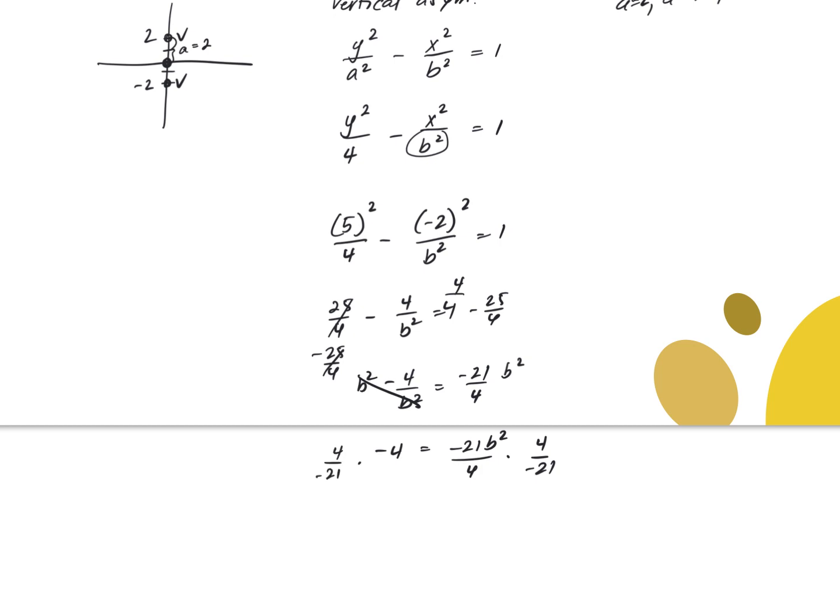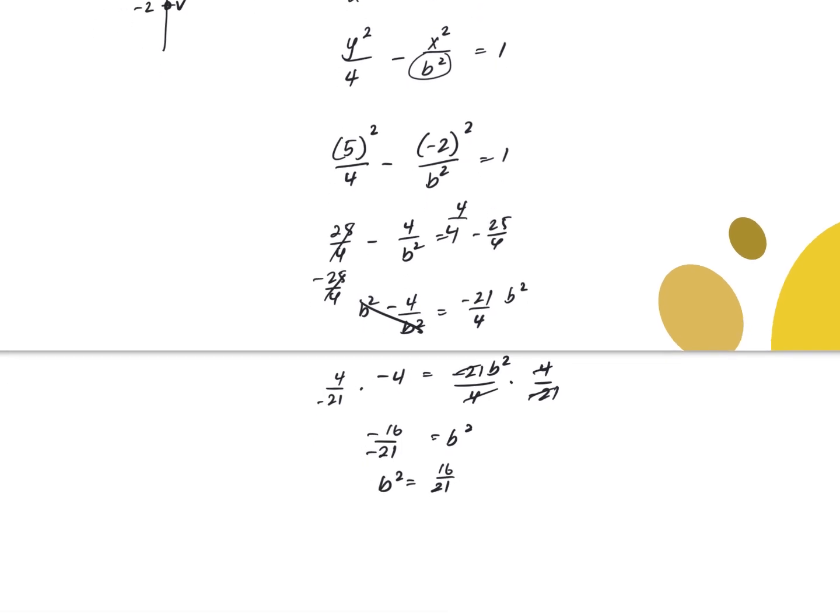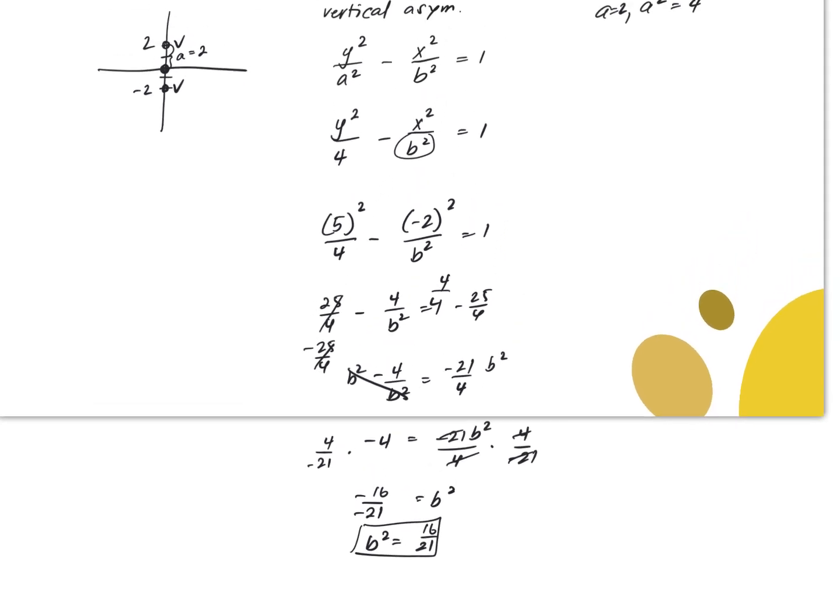Like that, right? This is going to cancel, this is going to cancel. I'm going to left b squared. This is going to be -16 over -21. So b squared equals 16 over 21. And again, I don't have to go any further from that. All I needed was b squared.